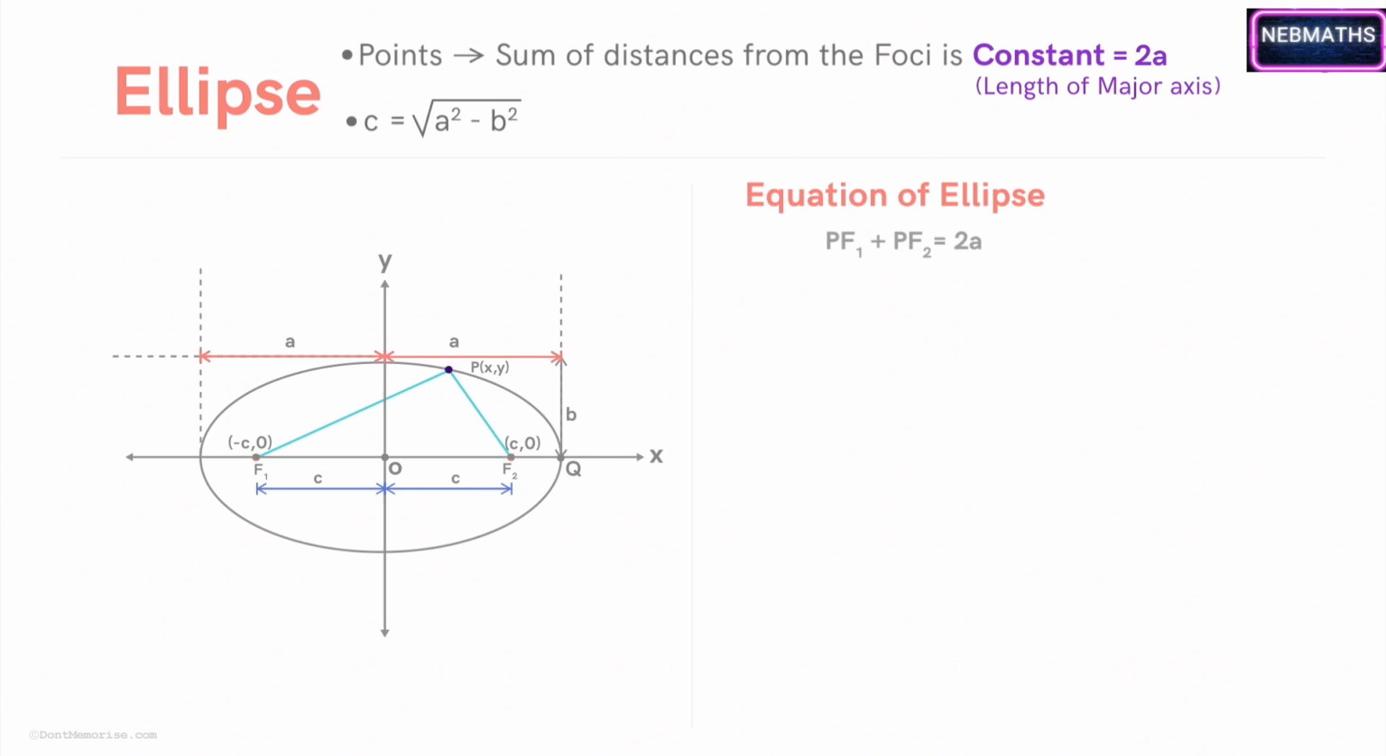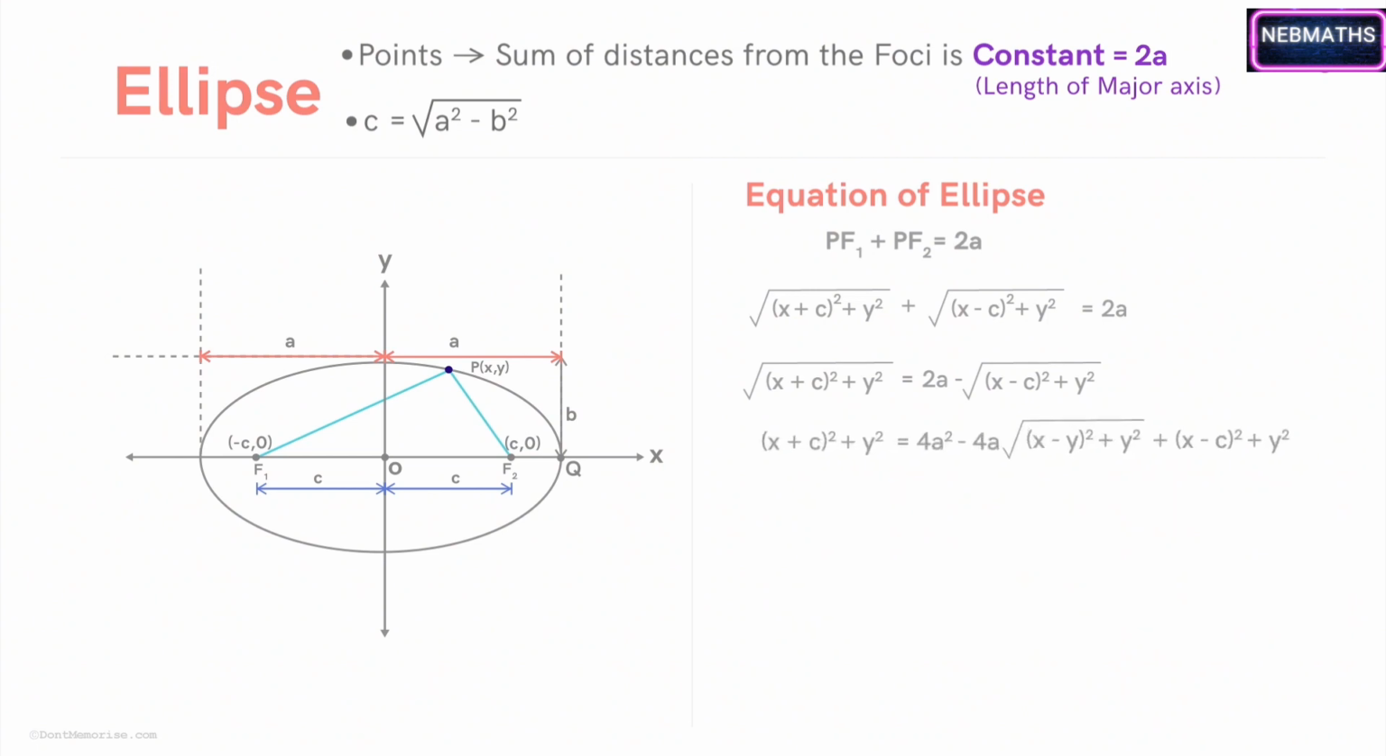Therefore, we can use the distance formula to find these distances. The distance between P and F1 will be this, and the distance between P and F2 will be this. So we get this equation. If we simplify it, we will get the equation of the ellipse. So let's quickly look at some of the important steps in simplifying this equation. First, we transpose this term to the right-hand side like this. Now we square the terms on both sides, which will give us this. Then we further simplify, we will get this relatively simple equation.